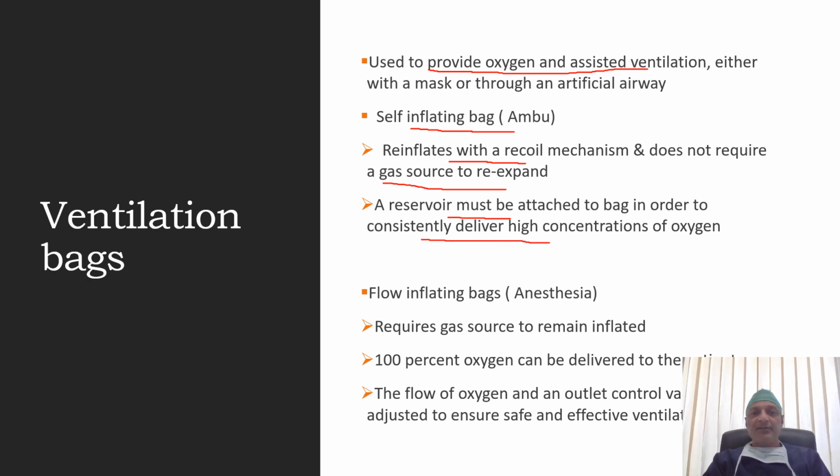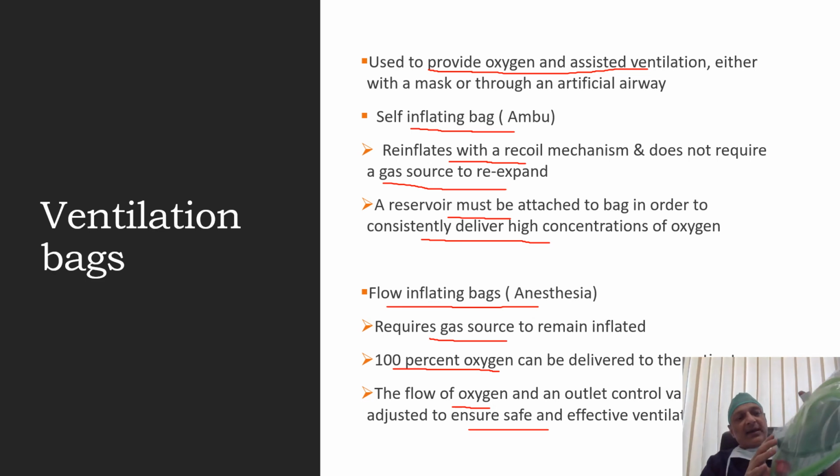The second type of ventilation bag is the flow-inflating bag or anesthesia bag, which is commonly used in anesthesia, and it requires a gas source to remain inflated. It provides 100% oxygen, and the flow of oxygen and the outlet control valve must be adjusted to ensure safe and effective ventilation. Here you can see the Ambu bag. This is the self-inflating bag, and here you can see the flow-inflating bags. This is the bag which is inflated with the gas source, and this is the outlet control valve.